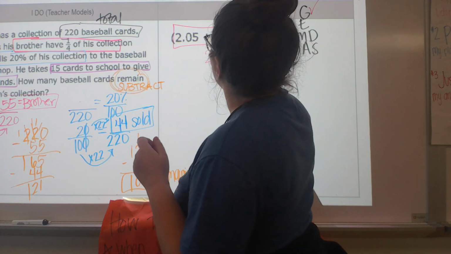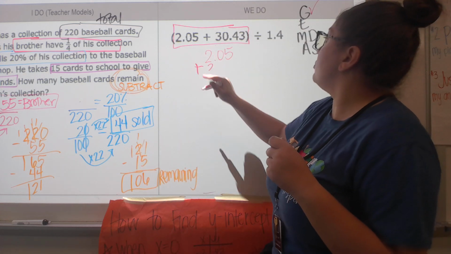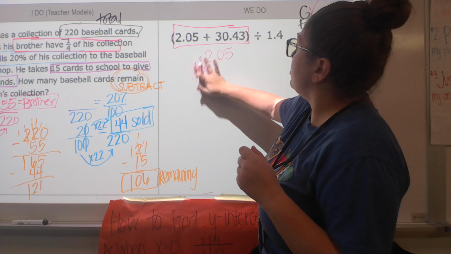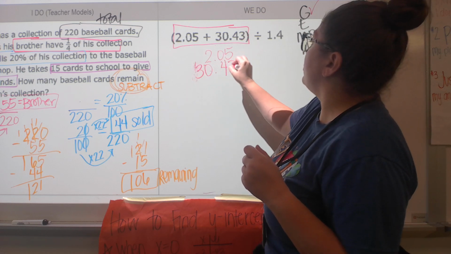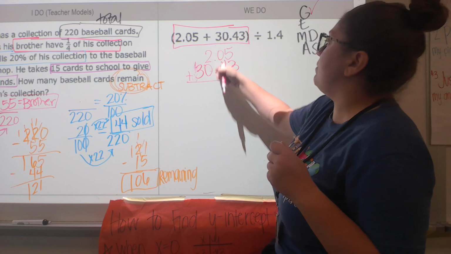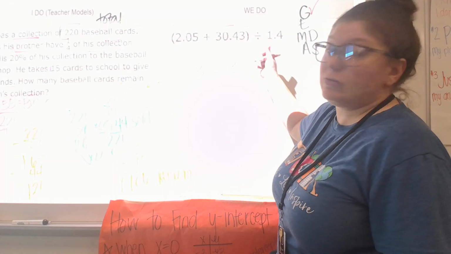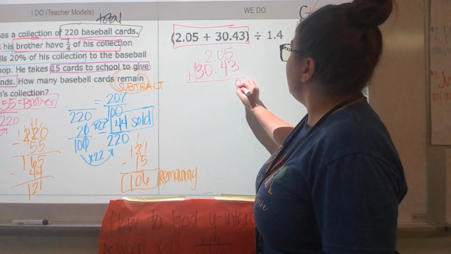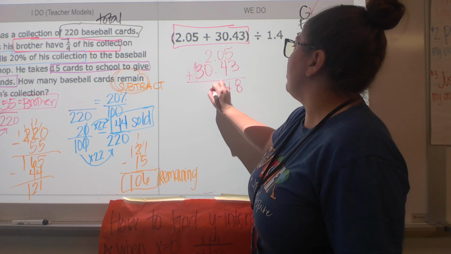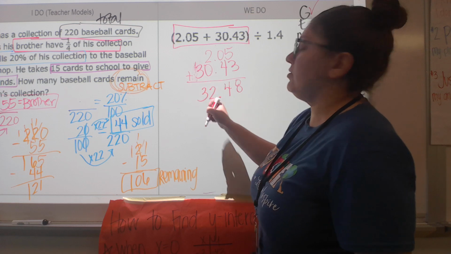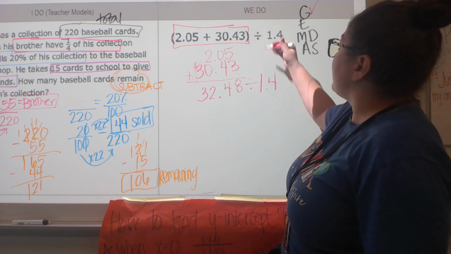So 205 plus 3043. Notice that I lined up my decimals because I'm adding numbers with decimals. 5 plus 3 is 8. 4 plus 0 is 4. Bring down my decimal. 2 plus 0 is 2. 3 plus 0 is 3. So I have 32.48, but we have to divide that by 1.4 because I brought this down.